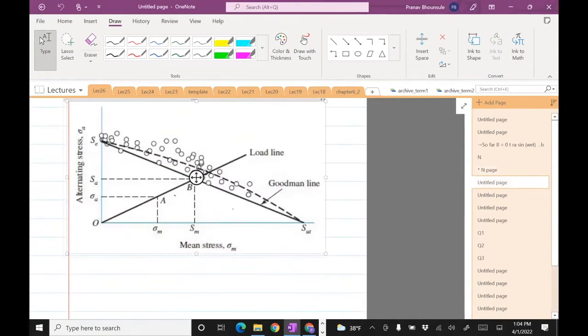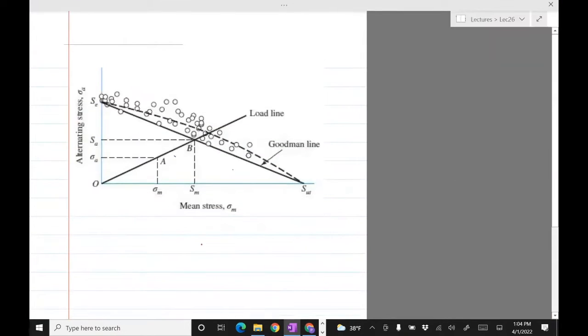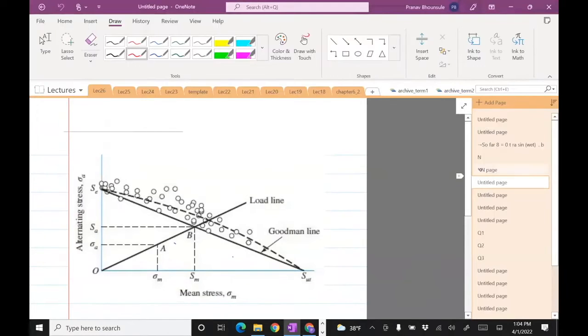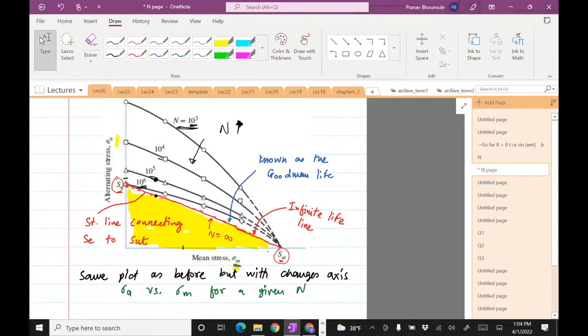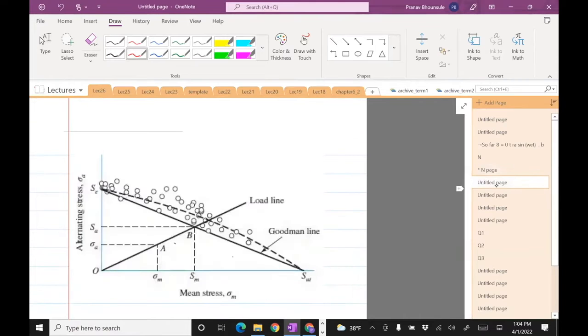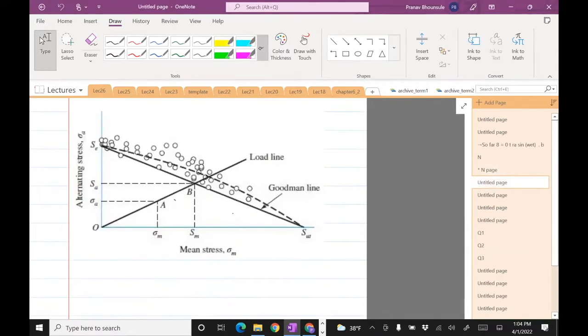Okay, with that, let's move on to modeling this equation. So this is just the same line. I've not drawn the other curves here. We only have that infinite life line here, which I said is called the Goodman line.